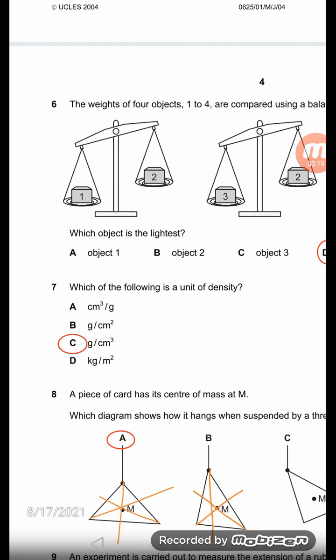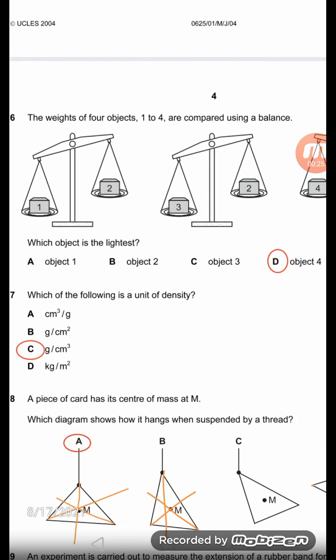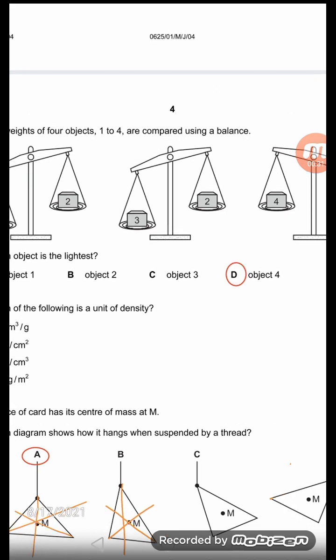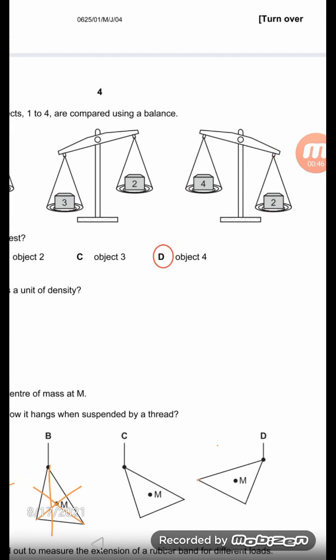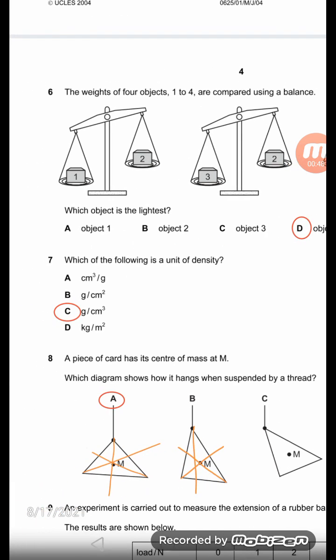So they are comparing 1 and 2. When they compare 1 and 2, 2 is the lightest. Now they took the 2 with another one. They compare 3 and 2, and again 2 is the lightest. Then they compare 2 and 4, but 4 is the lightest. Here 2 went down. You can see that the heavy one will go down and the lighter one will go up, right? So object 4 is the lightest.